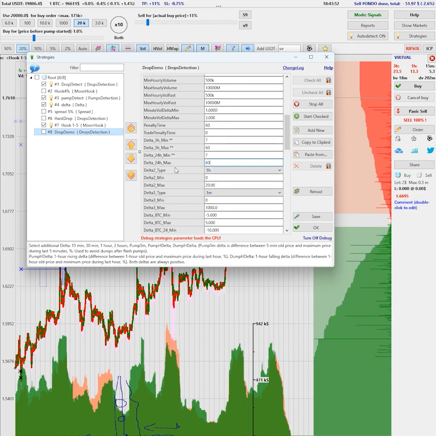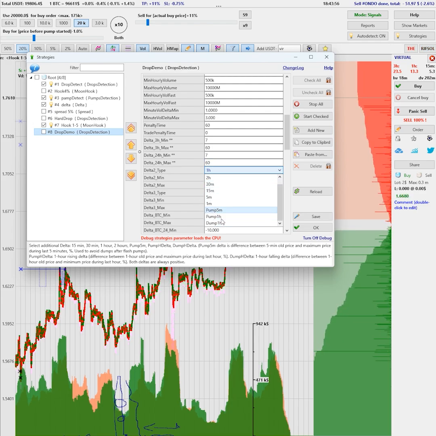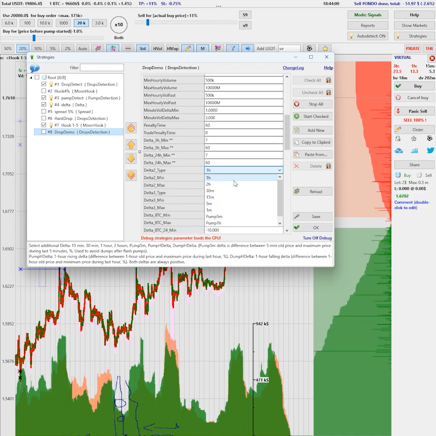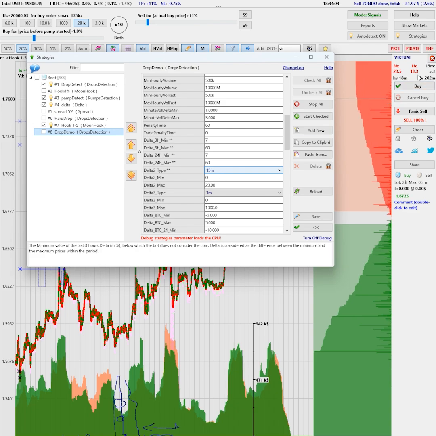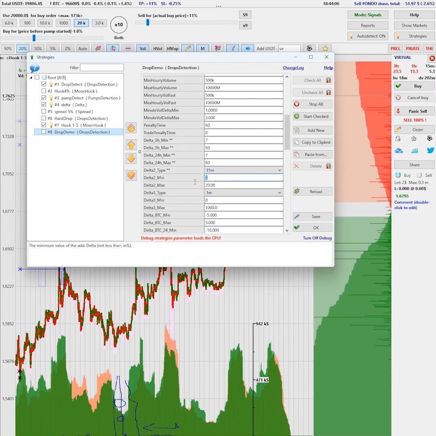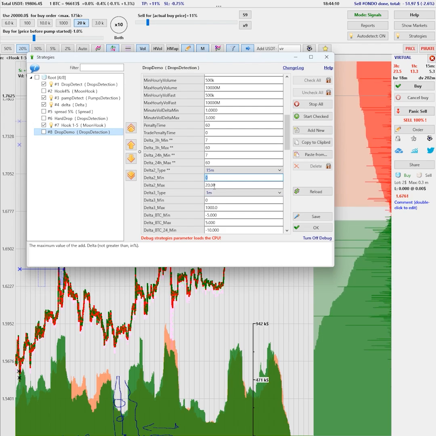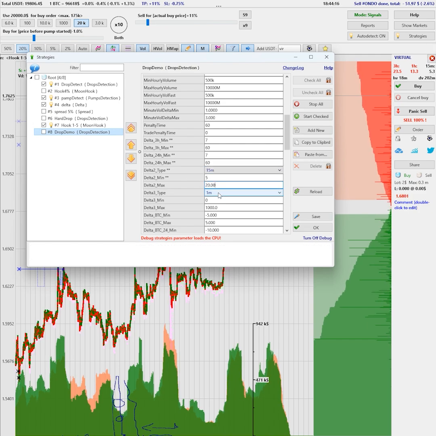And now for this delta 2 type, you can set some custom stuff. You can say how much the coin pumped over the last 5 minutes, or you can select smaller deltas. For example, you can select a 15-minute delta, which is right here, and let's say the 15-minute delta minimum should be 5%, and maximum, let's say it's gonna be 20%. Let's keep it at 20.